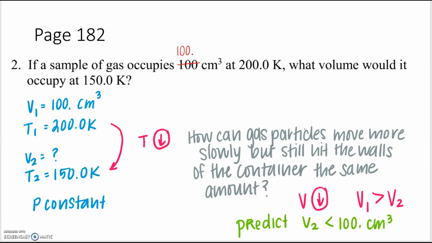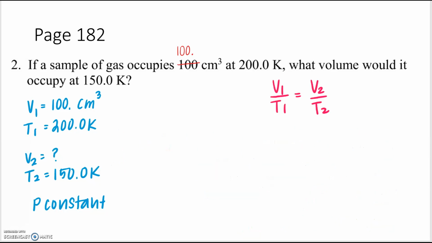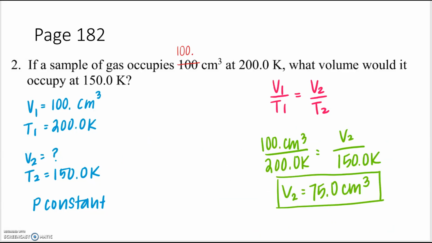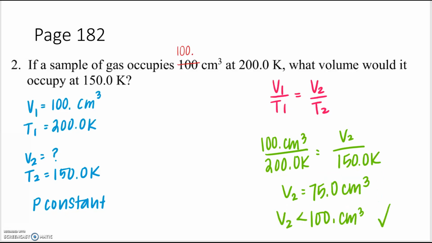Hopefully you recognize that that would mean that volume, the size of the room or the size of the container, would have to get smaller. So V2 should be smaller than V1. And then you used this formula. And then you substituted and solved. And yes, V2 is less than 100 centimeters cubed, so you are good.